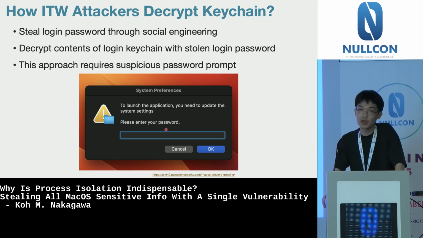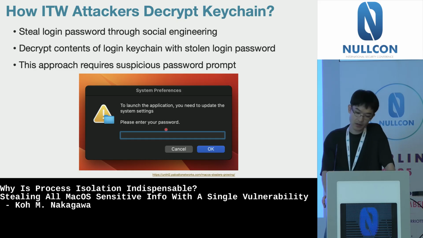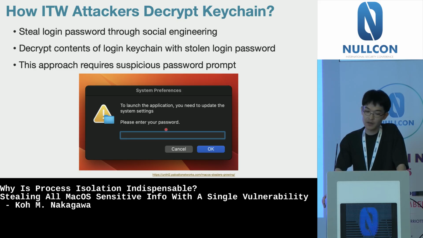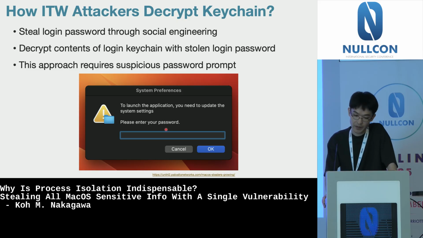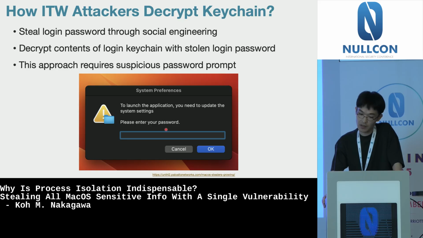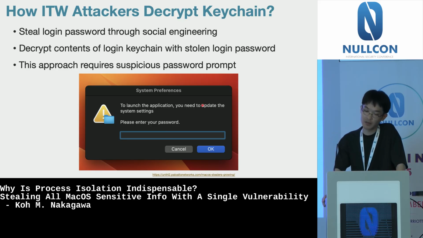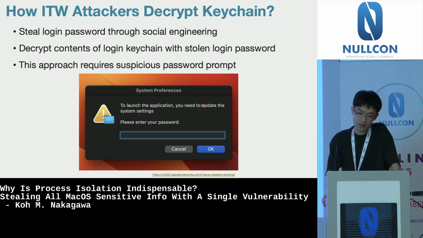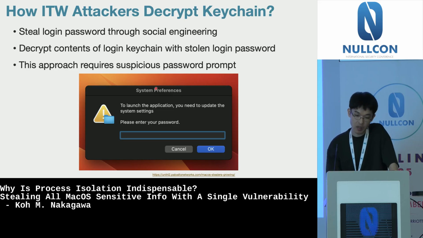File-based keychains are attractive targets for attackers. As I mentioned, they contain the cookie encryption key. Stealing this and decrypting cookies is a common goal for infostealer malware. The usual in-the-wild technique is to trick users into entering their password. As you can see on the slide, they display a fake password prompt, grab the plain password, and then decrypt the cookie encryption key in the keychain. That's the most common approach. The problem is it depends on a suspicious password prompt.